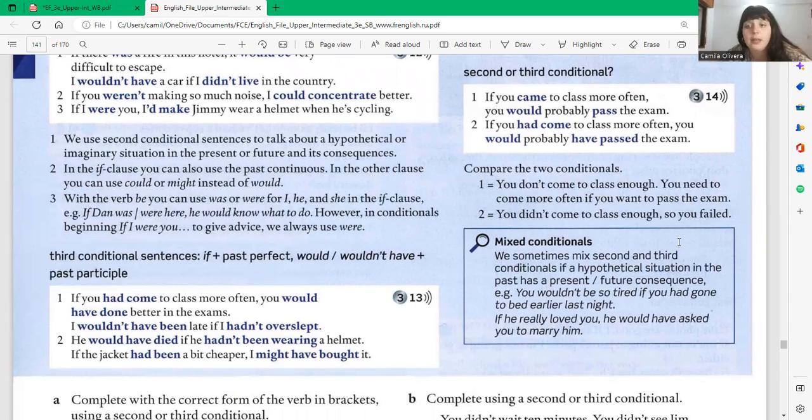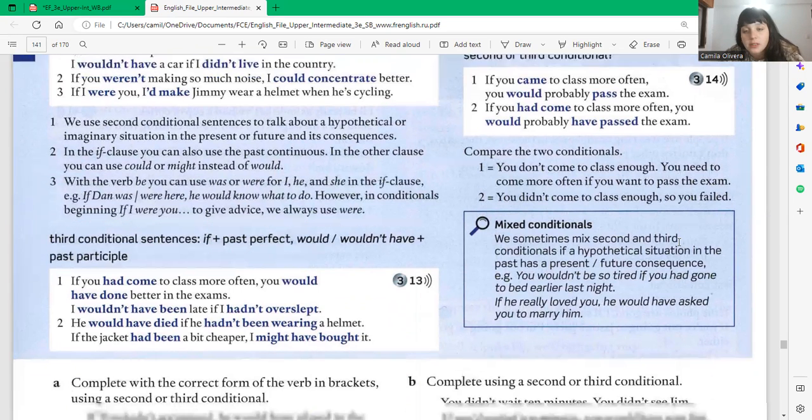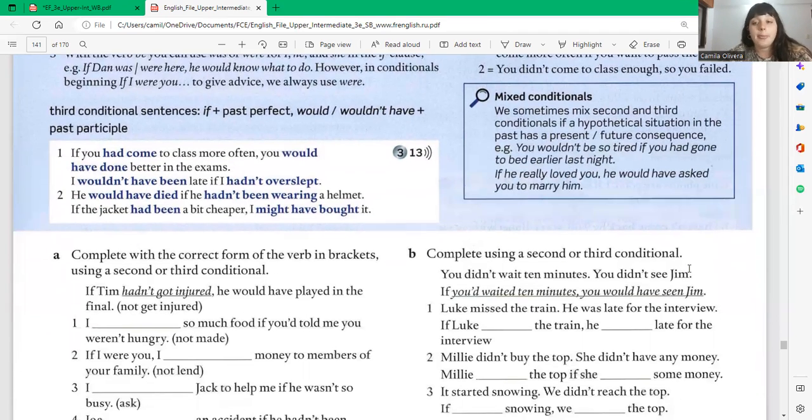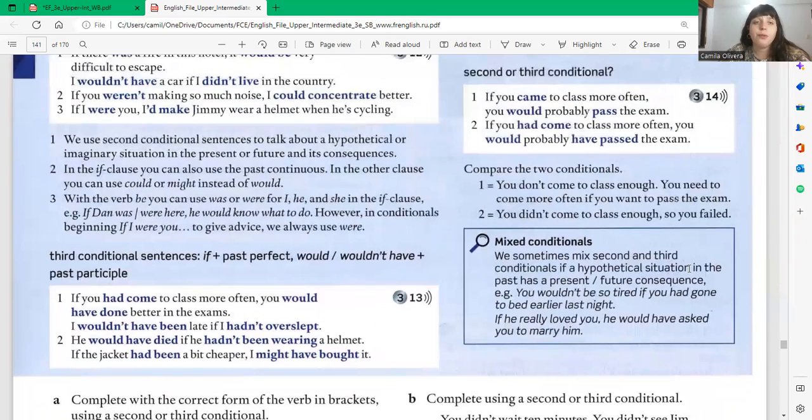There are also mixed conditionals, and we sometimes use mixed conditionals between second and third if a hypothetical situation in the past has a present or future consequence. For example, you wouldn't be so tired if you had gone to bed earlier last night. We are mixing the would of the second conditional with the if clause of the third conditional. If he really loved you, he would have asked you to marry him. The same: it's second conditional here, third conditional there. This is to talk about a hypothetical situation in the past with a present or future consequence. So this is the explanation for second and third.